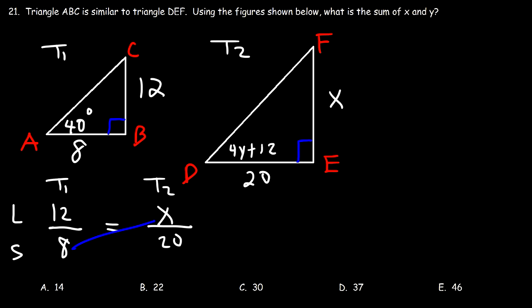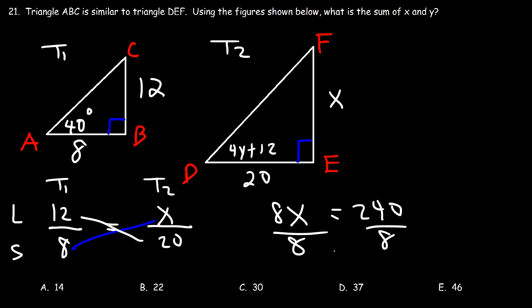Let's cross multiply. So this is going to be 8X. That's equal to 12 times 20, which is 240. And now let's divide both sides by 8. 240 divided by 8 is 30. So X is equal to that.